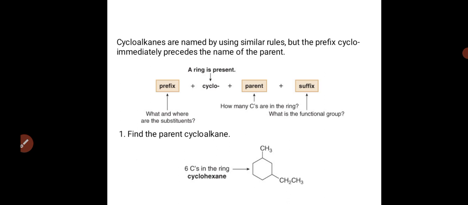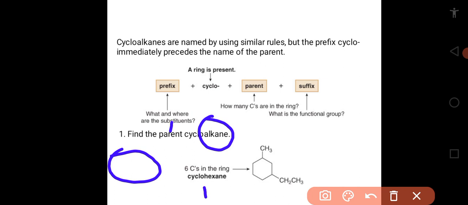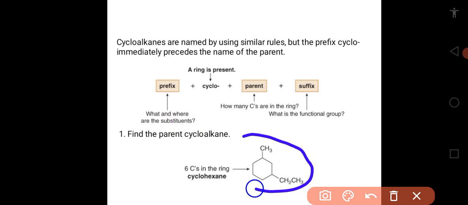So look at this one. We have 6 carbons in this ring. We have 6 carbons here. So that is why it is cyclohexane. And there is also a substituent. This is a substituent, and this is also a substituent on its own. So we'll see how we name this.